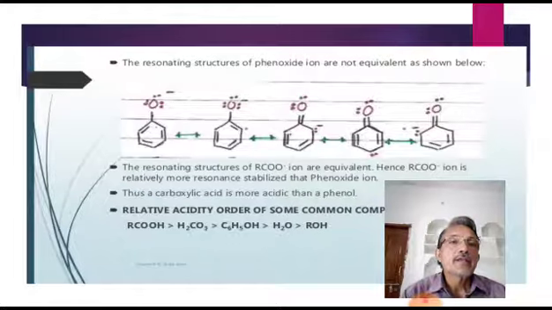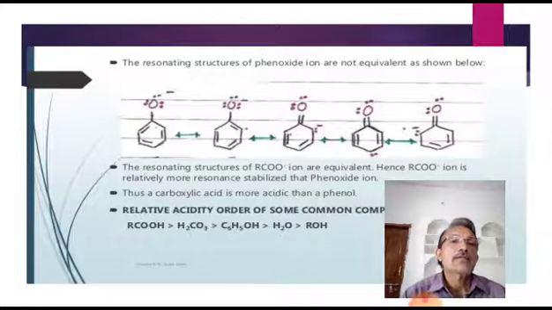The resonating structures of the phenoxide ion are not equivalent. Look at the resonating structures of the phenoxide ion. If you observe them, the negative charge is distributed in the benzene nucleus. So, charge distribution is found in the phenoxide ion. The resonating structures of RCOO minus are equivalent. Hence, RCOO minus is relatively more resonance stabilized than the phenoxide ion.